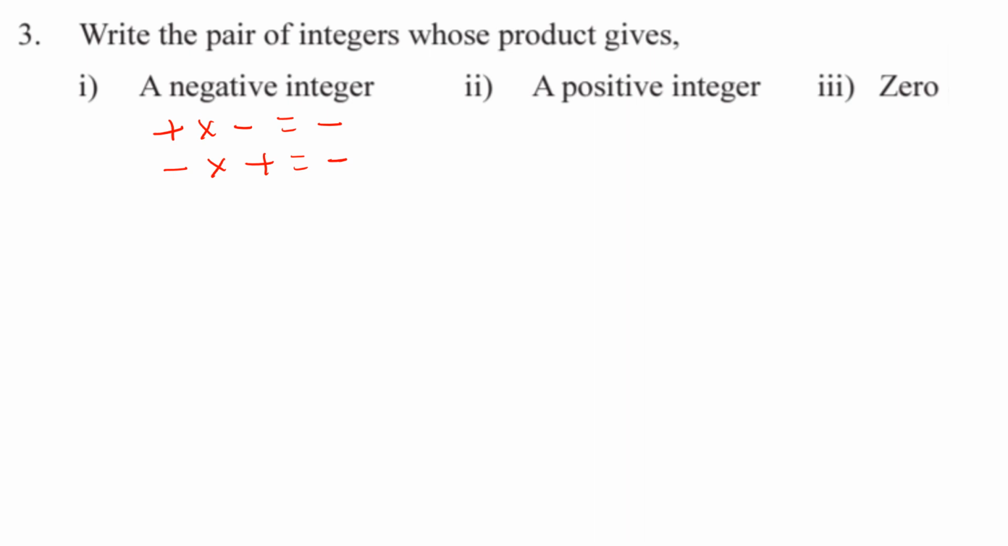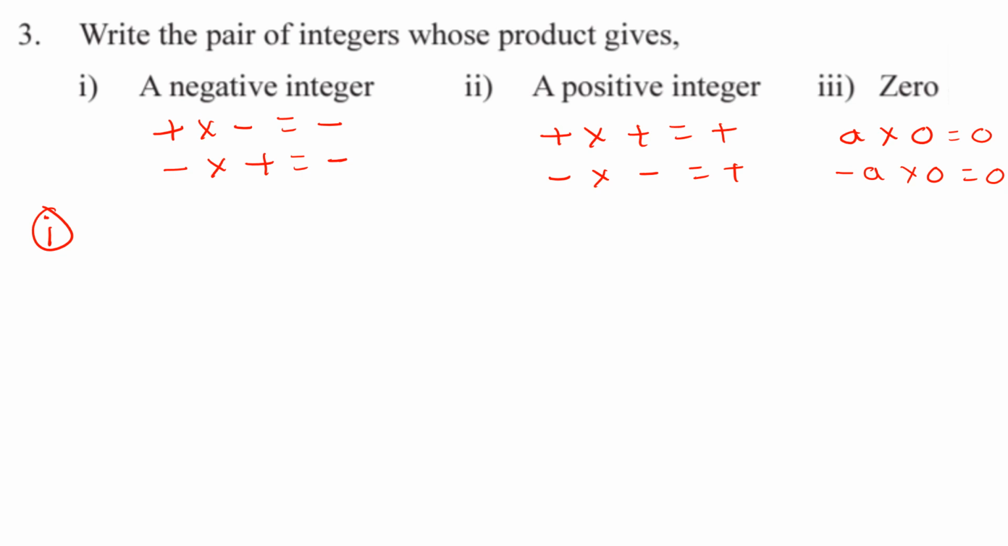Okay, coming to the second question. Here when we multiply the same integers, it will become a positive integer. Plus into plus equals plus, minus into minus equals plus. Coming to the third one: when we multiply any integer by 0, that should be 0 only. If we take minus a into 0 also, that is 0 only. Okay, so write the pairs of negative integers here.